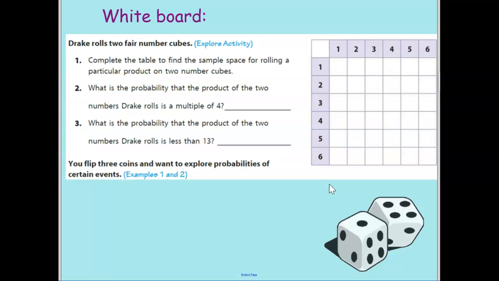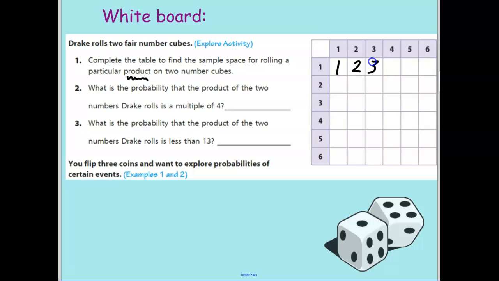Okay, so far we've previewed all 3. Now we're going to do a little bit of extra practice with them, and then that'll be it for this lesson. All right, so it says Drake rolls 2 fair number cubes. We're going to complete the table to find the sample space for rolling a particular product on 2 number cubes. Product means times them together. So we're rolling the dice and multiplying them together. So 1 times 1 is 1, 1 times 2 is 2, 1 times 3 is 3, and so on.